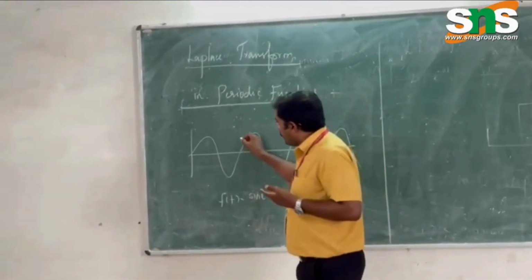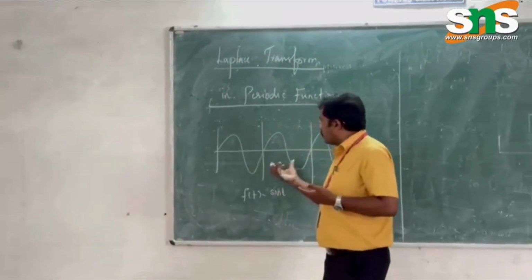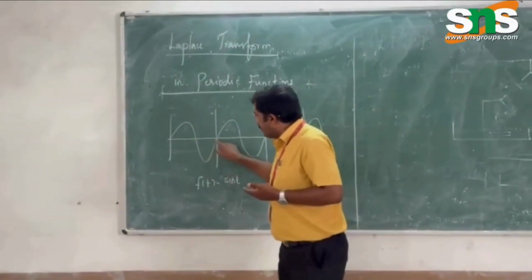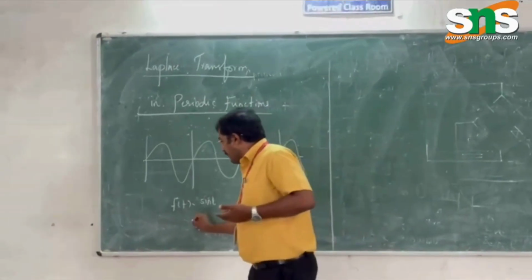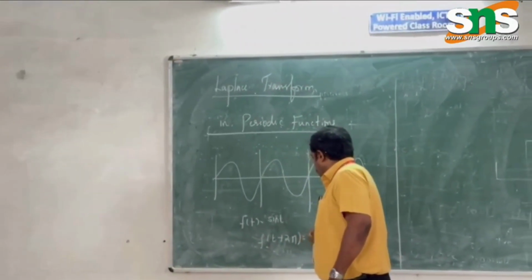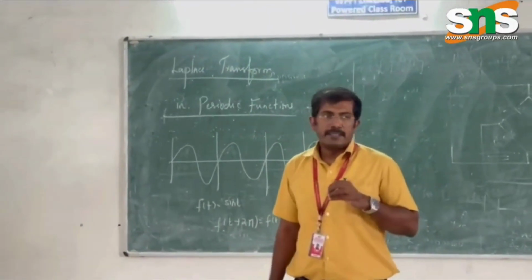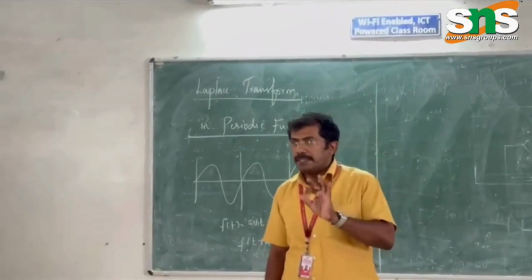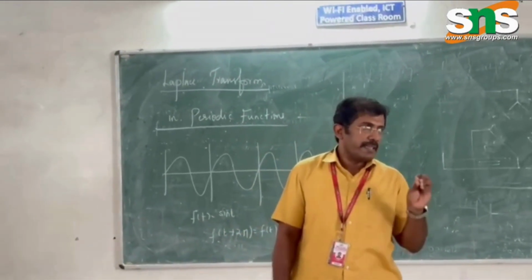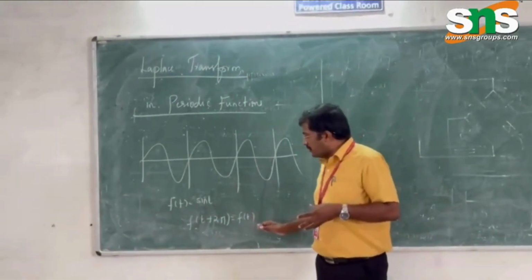The reason is, after a certain interval, if you take it piecewise, it is continuous, and it also repeats itself at a certain point. So we can say f of t plus 2 pi is equal to f of t. Am I right? Sine of 2 pi plus theta is again sin theta. Cos of 2 pi plus theta is again cos theta.